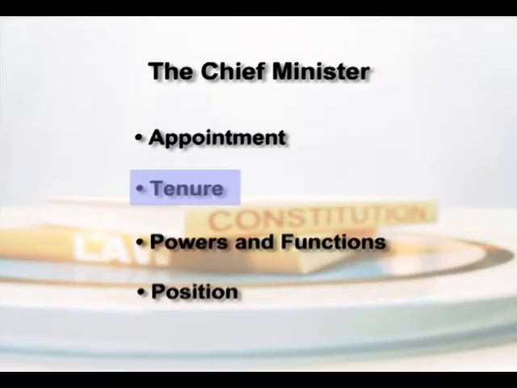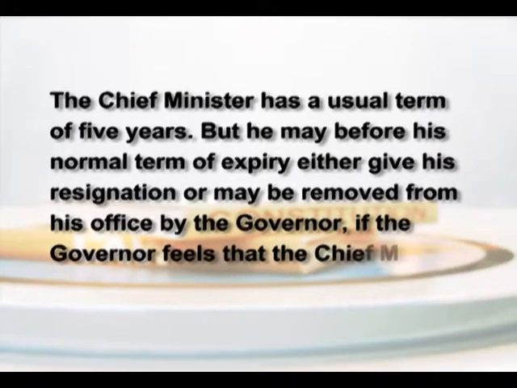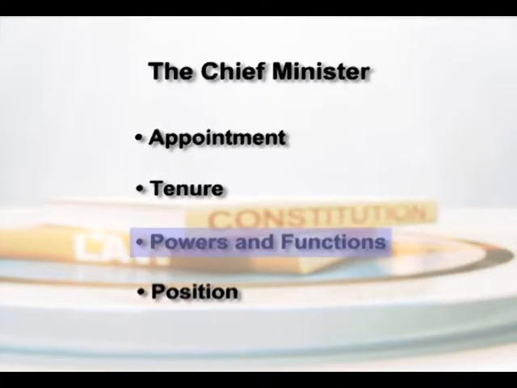Now let us see the tenure of the Chief Minister. Under Article 172 of the Indian Constitution, the life of the state legislature is 5 years. Naturally, it implies that the Chief Minister will also have a usual term of 5 years. But in between, the Chief Minister may, before his normal term expires, either give his resignation or be removed from his office by the Governor if the Governor feels that the Chief Minister has lost the majority support behind him.